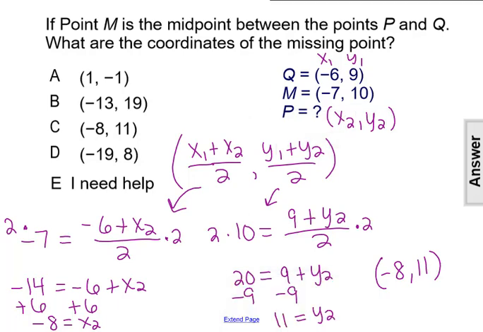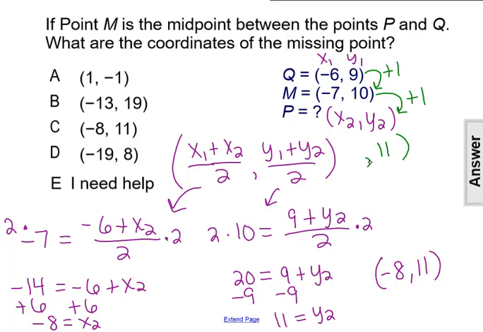Now that is one method, but we can also look at the relationship between the midpoint and the endpoint and use that to travel to the other endpoint. For example, to go from 9 to 10, you have to add 1 to the y values. So to go from 10 to the other endpoint, you should add 1, which will give you 11.